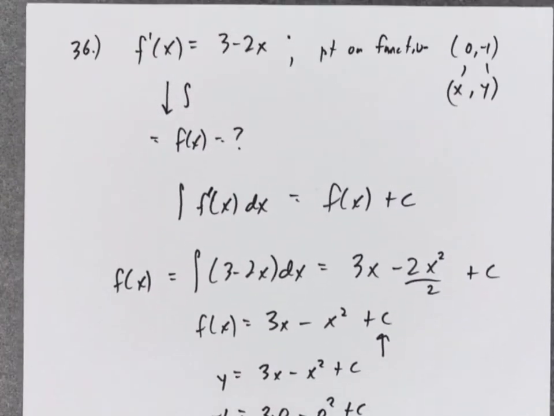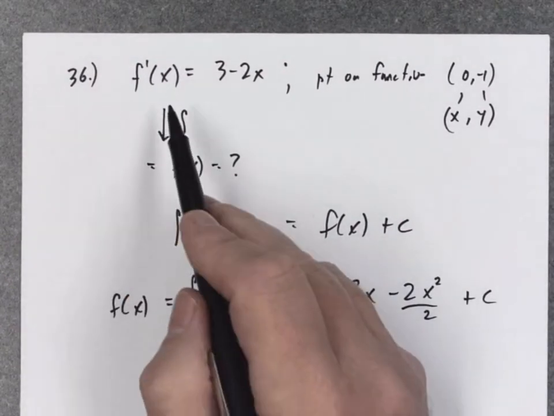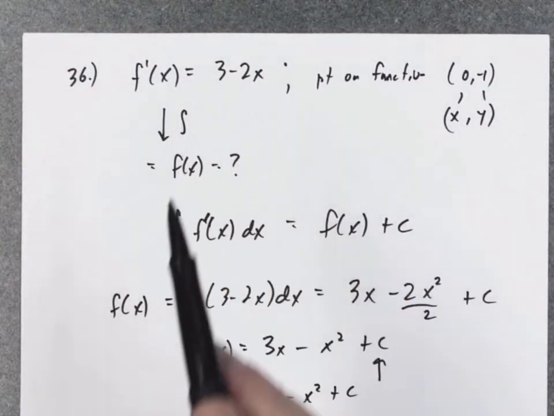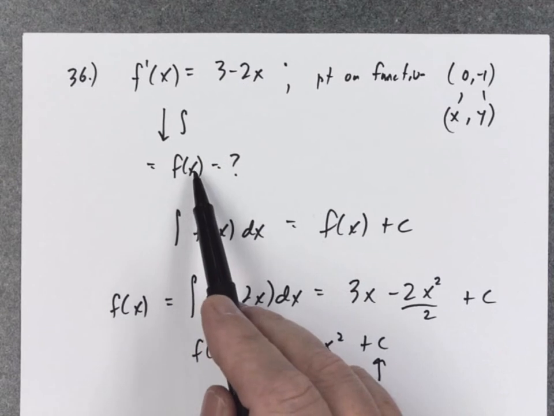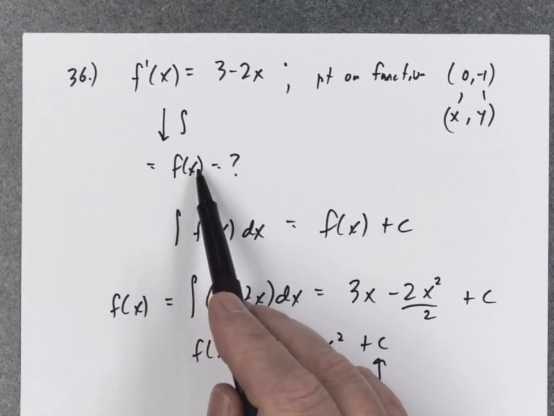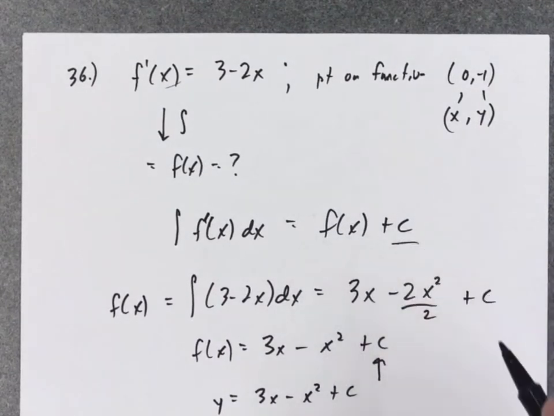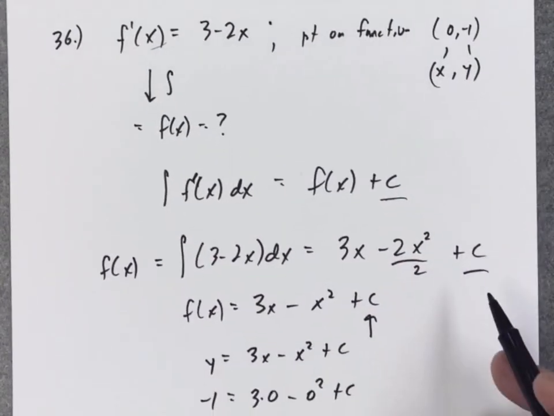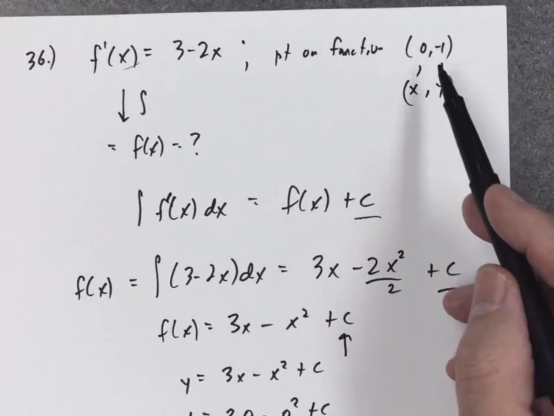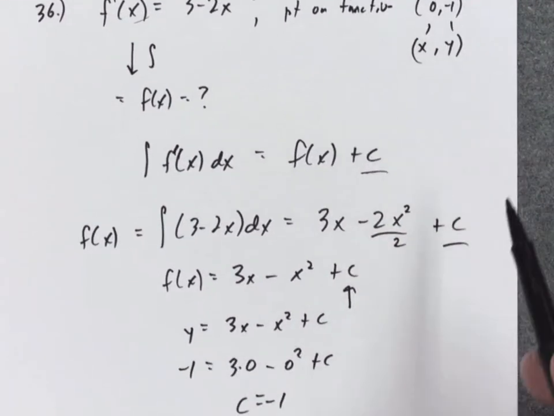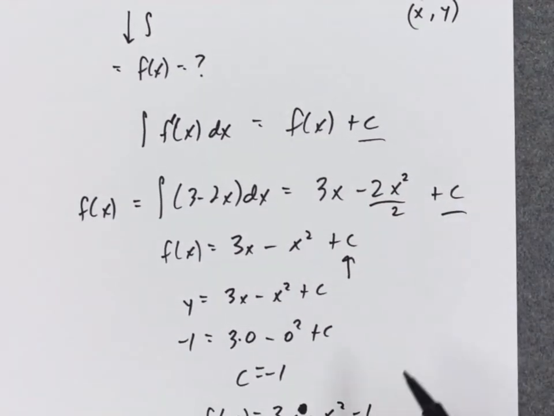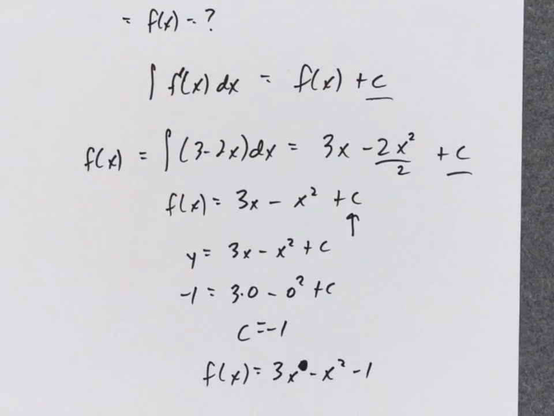All right, so those problems, they give you the derivative. They want you to find the original function. The way you find the original function is you take the integral of the original derivative, but then you're left with this constant, but then they give you a point on the original function that allows you to figure out what the constant is. All right, so welcome to integrals. Hopefully you won't find those too difficult once you get the hang of it.